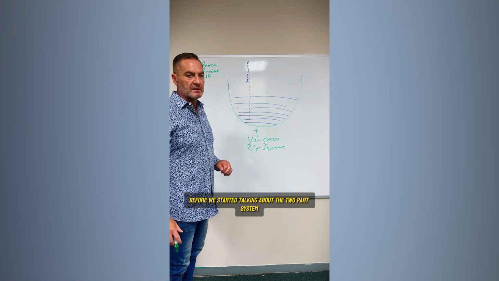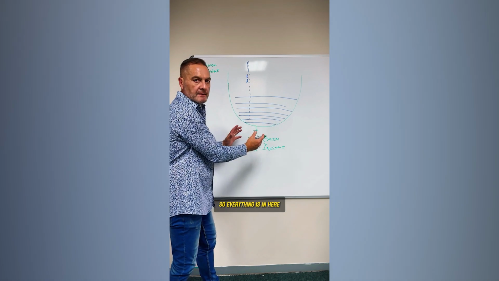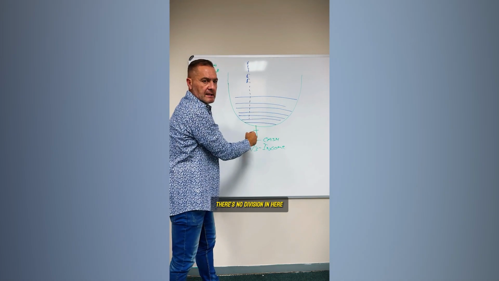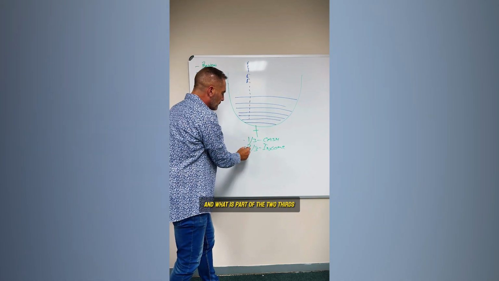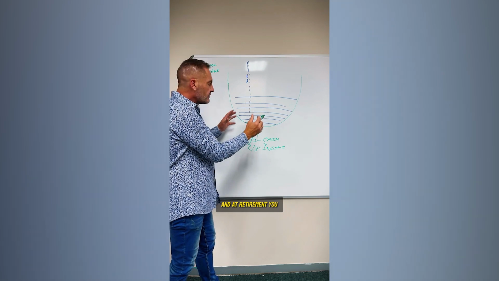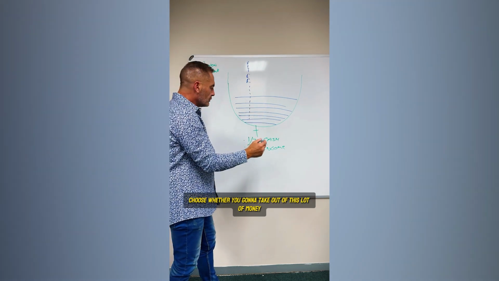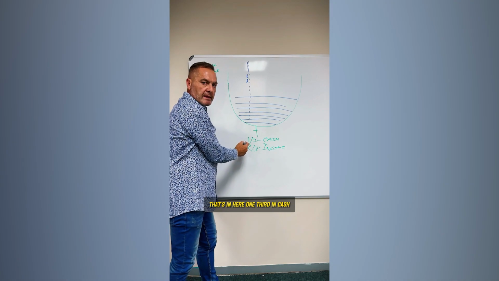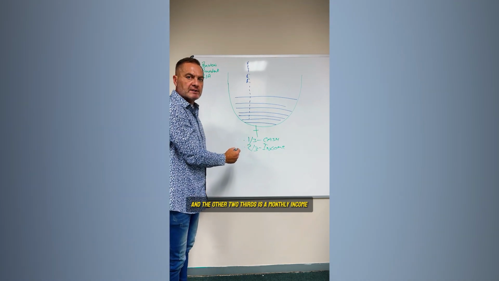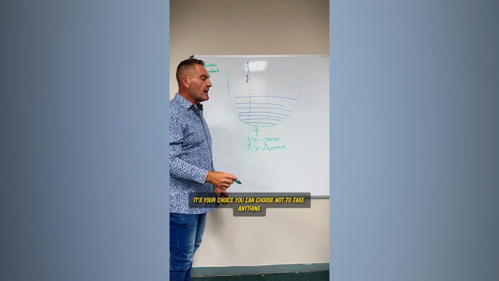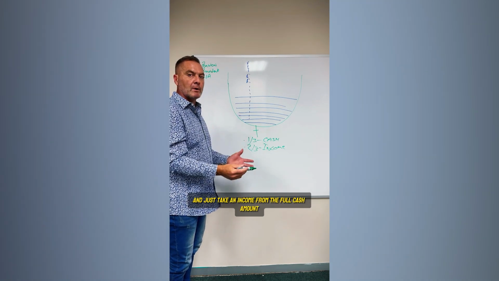before we started talking about the two-pot system. So everything is in here, everything shares in the same growth. There's no division in here about what is part of the 1/3 and what is part of the 2/3. It's just one big amount of money, and at retirement, you choose whether you're going to take out of this a lot of money that's in here, 1/3 in cash, and the other 2/3 is a monthly income. It's your choice. You can choose not to take anything and just take an income from the full cash amount that's lying there.